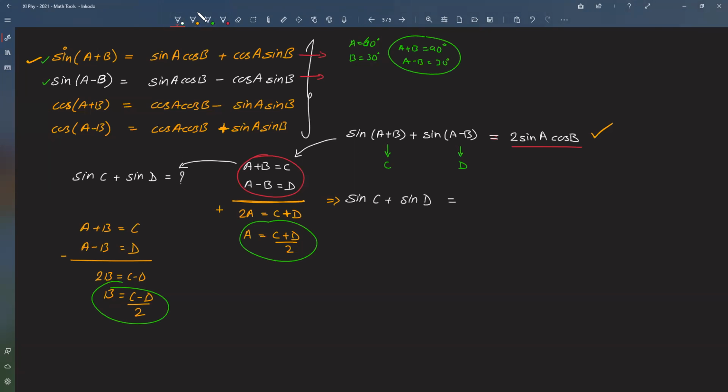Now this is what I am going to use here. A will be replaced with C plus D by 2. So 2 sine A. What is A? A is C plus D divided by 2. Cos B. And what is B? B is C minus D divided by 2. If there is still any doubt, let me know.